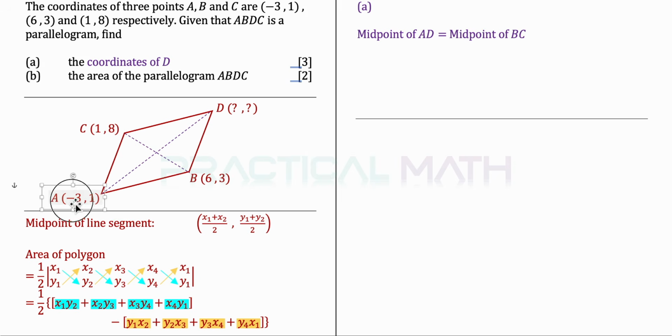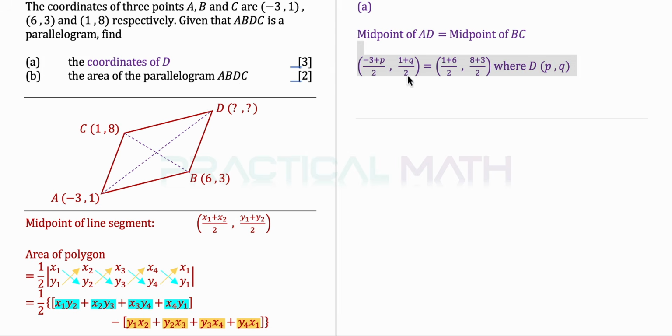So for the midpoint of AD, applying the formula, you have the respective x's adding up and dividing by 2. So we're going to have a negative 3 plus the x coordinate of D. So let me just show you the answers here. I'm going to let the coordinates of D be P, Q. So if the coordinates of D is going to be P, Q like this, let me just change this to P, Q.